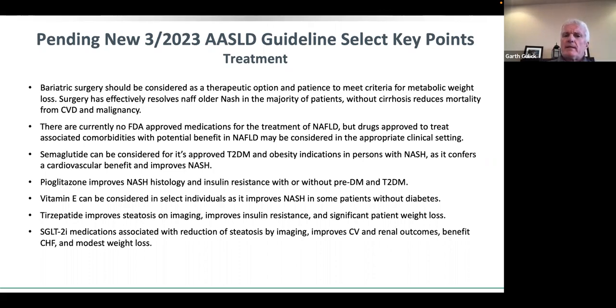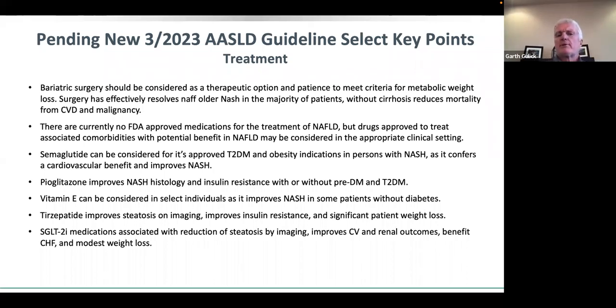There are currently no FDA-approved medications for the treatment of NAFLD, but drugs approved to treat associated comorbidities with potential benefit in NAFLD may be considered in the appropriate clinical settings. As in the slide I showed you from the AACE, semaglutide is going to be singled out by the AASLD to be considered for type 2 diabetes use in obese patients who have NASH or liver tests over 30, and the reasons why: Actos improves NASH histology and insulin resistance with or without type 2 diabetes. And if you've noticed, there's no longer a requirement for biopsy-proven disease.